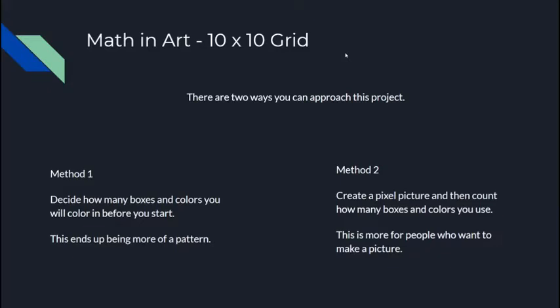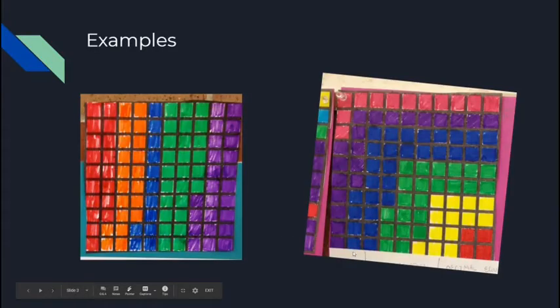Method 1 is for you to decide how many boxes you want to color and what colors you will use before you get started. These are the ones that end up being more of a pattern. Method 2 is to create kind of a pixel picture and then count how many boxes you used. This is more for the people who want to make a picture. So these are 2 very easy to figure out patterns.